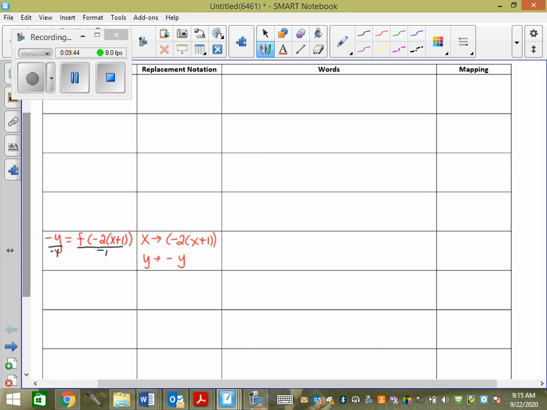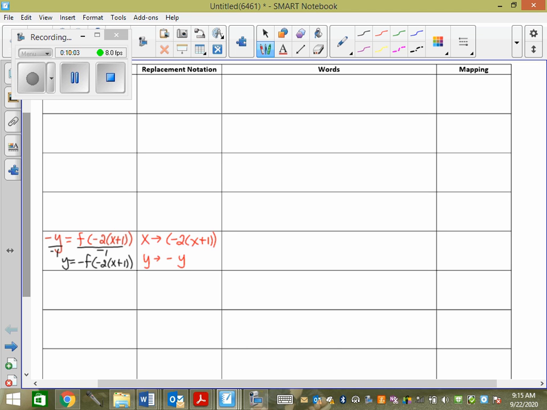This is all one term, isn't it? Some people think it's different terms. This is one, it's f of something, correct? Like f of x, so it's one term. So the negative 1 just goes in front. So I'm going to get y equals negative f bracket negative 2 x plus 1.